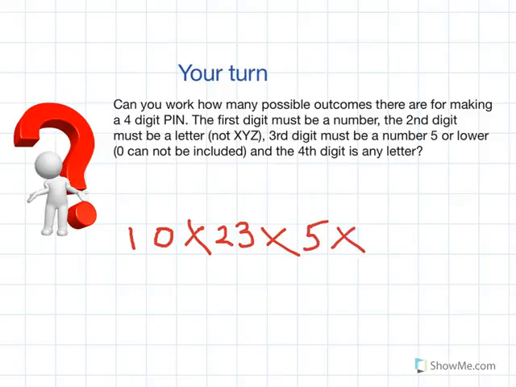Multiplied by the fourth digit, which is any letter of the alphabet. There are 26 letters in the alphabet. So therefore, it would be 26. All you need to do is 10 times 23 times 5, multiplied by 26 to see what your answer is. How'd you go? Was your answer 29,900? If so, you did a great job.